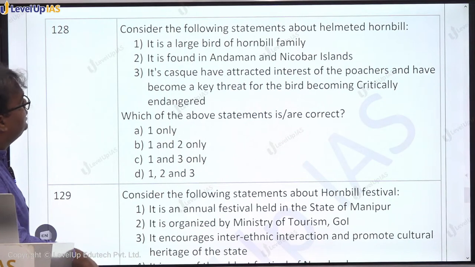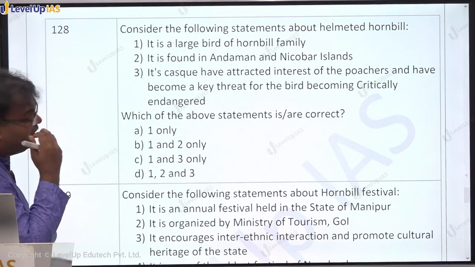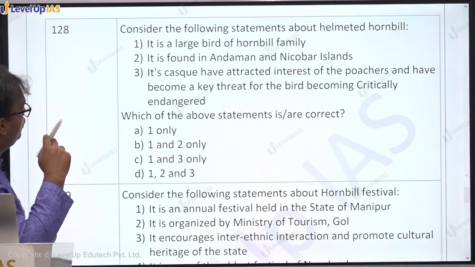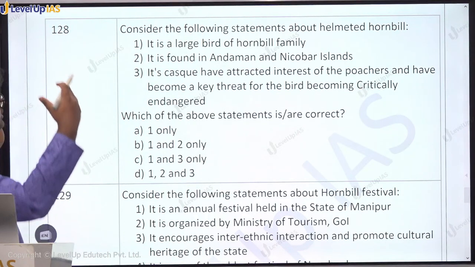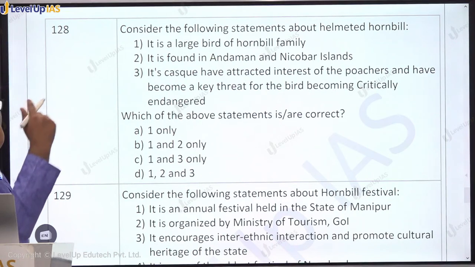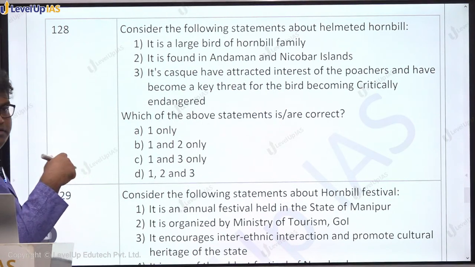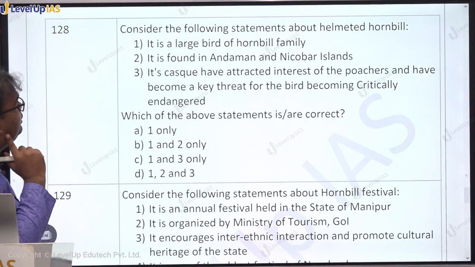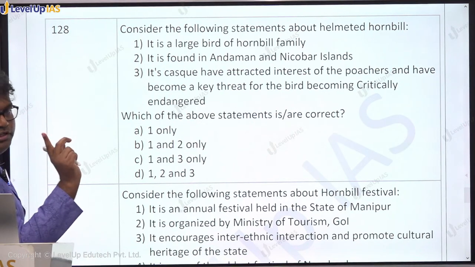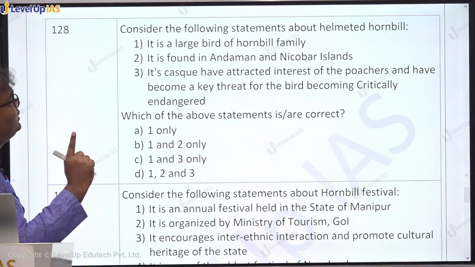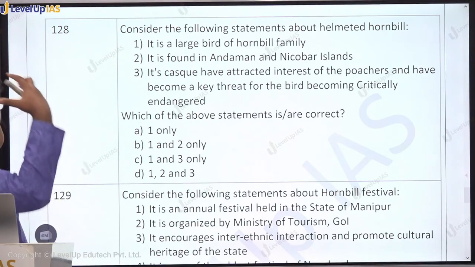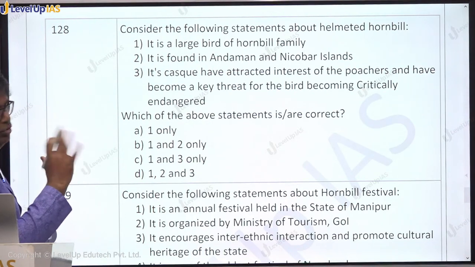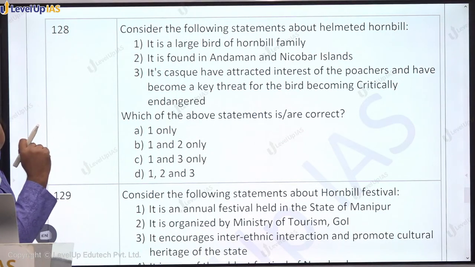Helmeted Hornbill: it's a large bird of the hornbill family. It's found in Andaman Nicobar? Helmeted is not found in India, it's found in Southeast Asia. Its casque has attracted interest, so two is wrong. Yes, it has this reddish kind of casque which is sold at a price higher than ivory and thus is very expensive. Its casque has attracted interest of poachers and has become a key threat, with the bird becoming critically endangered. Yes, this bird is not found in India. The Helmeted Hornbill is critically endangered. It's a large bird, the weight of the casque becomes very high. So it's a large bird and it's not found in India. So two is wrong. One and three are correct. C is the answer. 128.